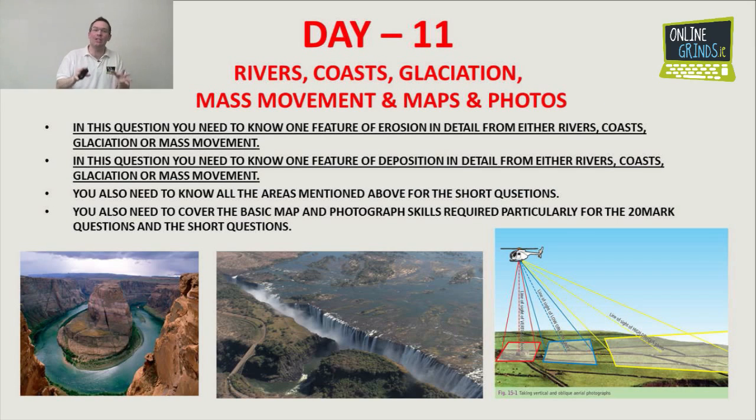Moving on then to the last day of your Easter revision course will be the last grind on the list, which will be looking at rivers, coasts, glaciation, mass movement, and maps and photographs. All looking at it for the short questions. So you just go through and get an intrinsic understanding of those different concepts and ideas. And then from those four, rivers, coasts, glaciation and mass movement, you need to go into detail on one of them. So you need basically to have one feature of erosion and one feature of deposition on whichever one you choose or that you've studied in school.